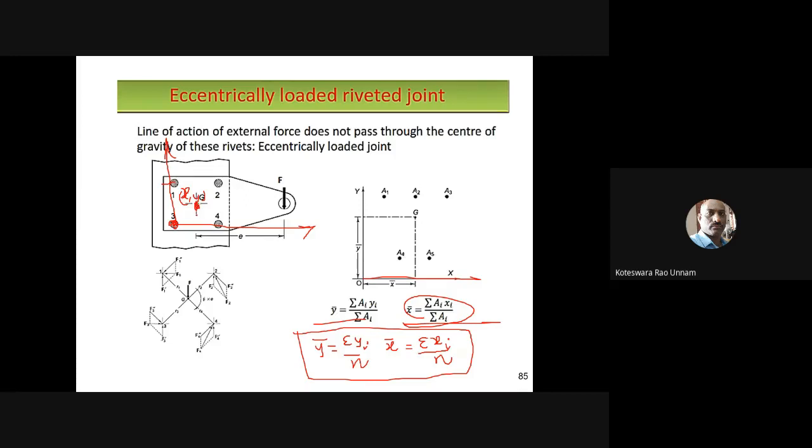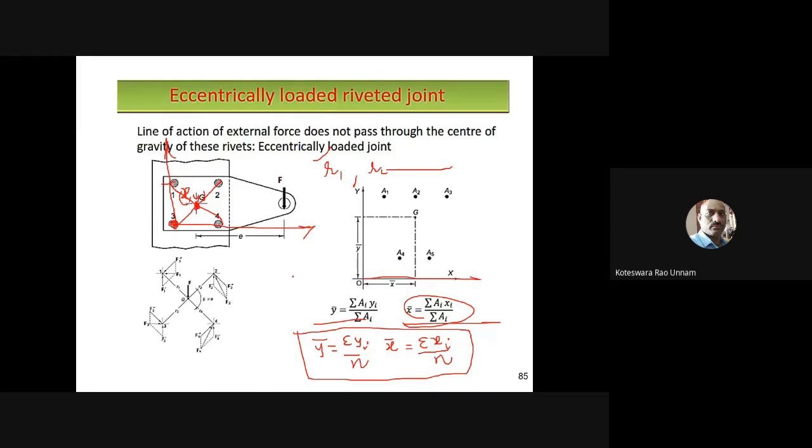After locating this, I need to find the distance of the center of each rivet from the center of gravity. For all the rivets, these distances will be denoted by R1, R2, R3 and so on, or maybe C1, C2 or whatever the notation. Whether you follow R1 or C1 doesn't matter. So you need to identify that.